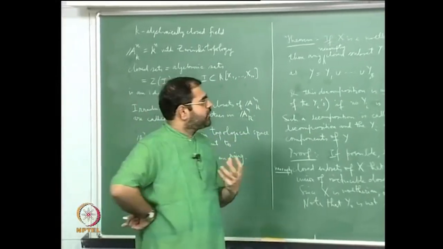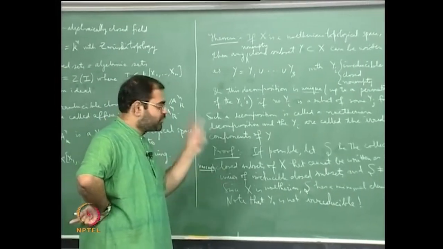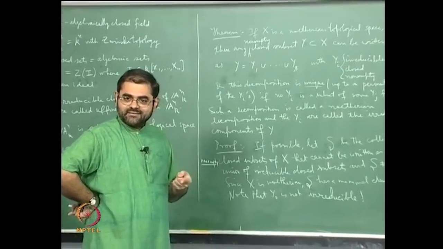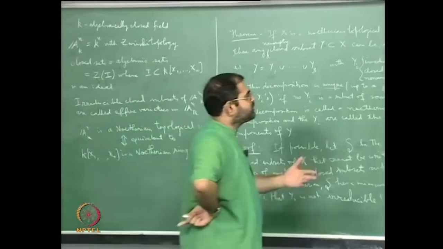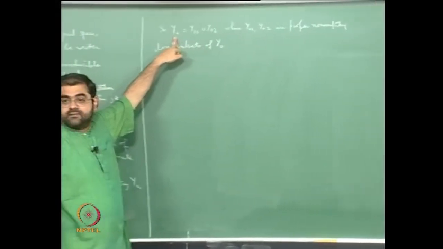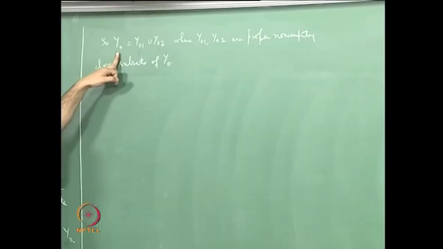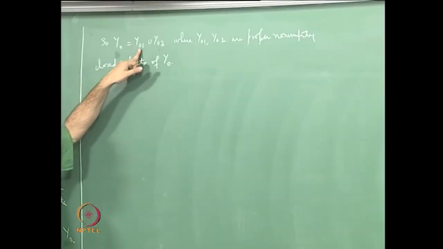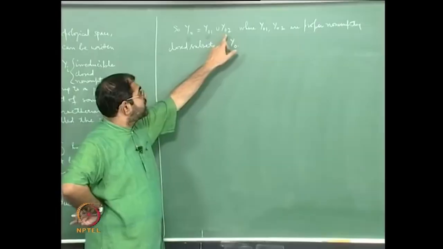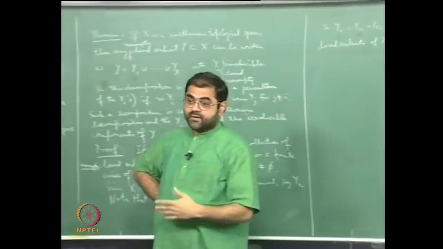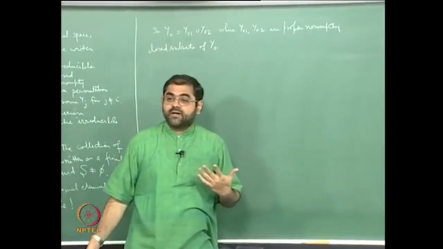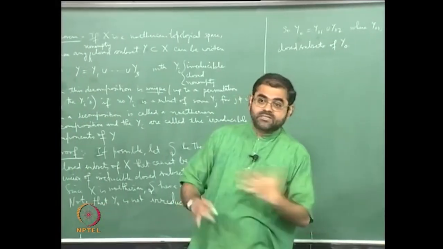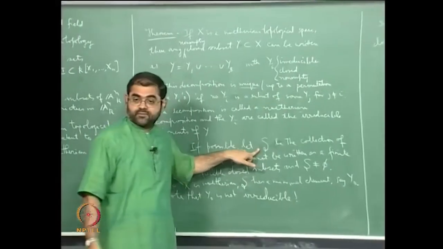So the fact that Y01 and Y02 don't belong to script S means that they can be written as a finite union of irreducible closed sets, and if that is true, then Y naught also can be written as a finite union of irreducible closed sets. Namely, you just take the finite union of irreducible closed sets that gives Y01, and also the finite union of irreducible closed sets that gives Y02. Put them together, and Y naught becomes writable as a finite union of irreducible closed subsets. But that's not possible because Y naught is supposed to be in script S.